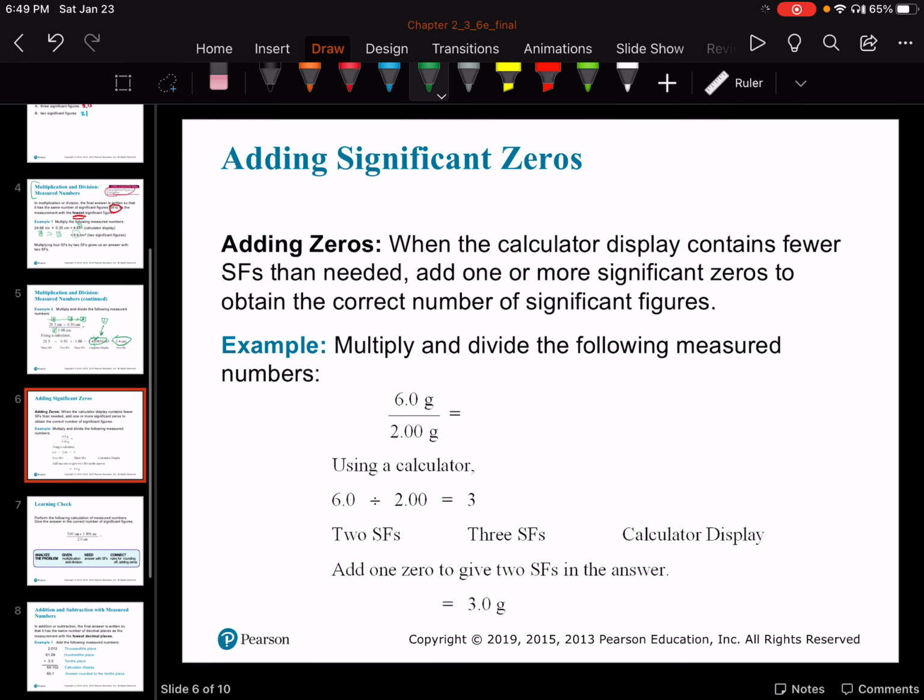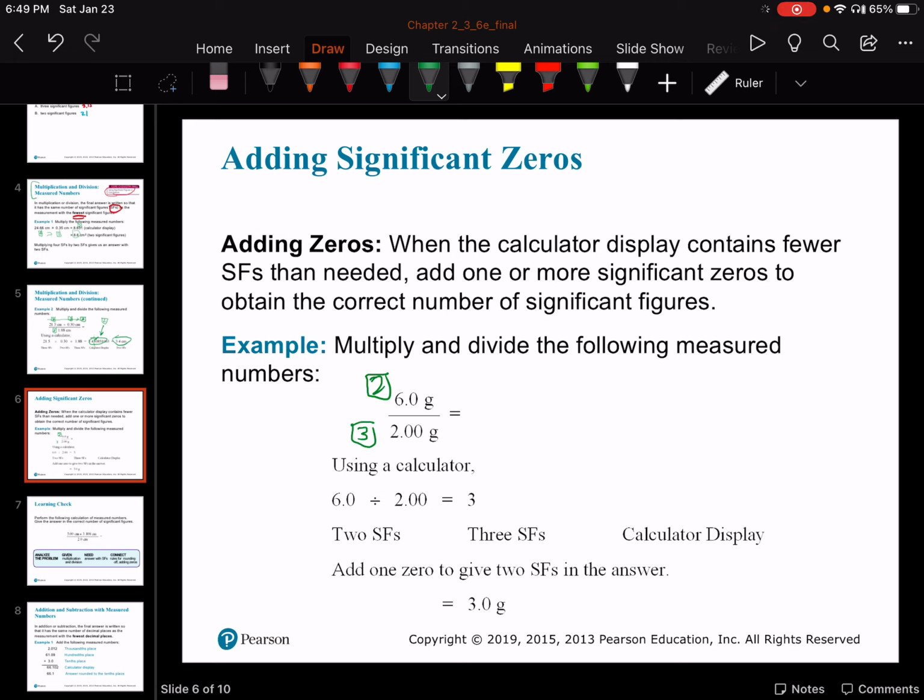Now, adding significant zeros is important to appreciate. If you depend too heavily on a calculator, then you could be in trouble. So 6.0 divided by 2.00, if you just put that in your calculator, it's just going to tell you 3. That's what you're going to get out of your calculator. So let's go here and let's say 6.0 is 2 sig figs.